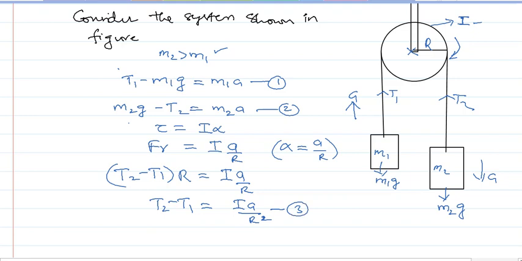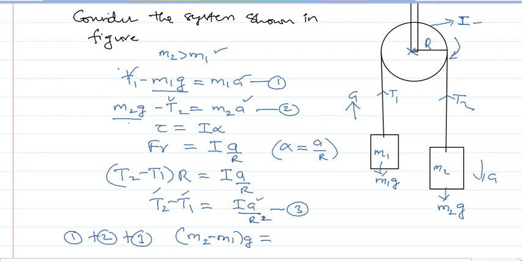Now we have three equations 1, 2, 3. Add them. If you add, what happens here? You can see T1, T2: here T1 is positive, here it is negative, here T2 is negative, here it is positive, so the two get cancelled out. What is left here? M2G and minus M1G. So take G common: M2 minus M1 of G equal to, on the left side we have M1A, M2A and I A by R square, so we can take A common: M1 plus M2 plus I by R square, of A.